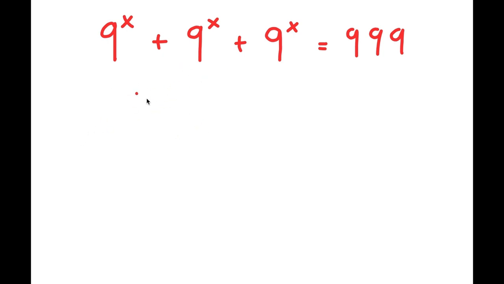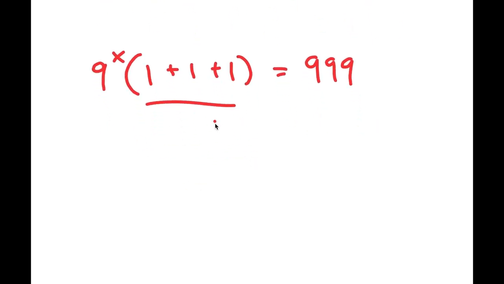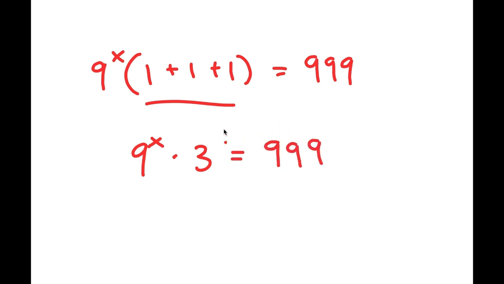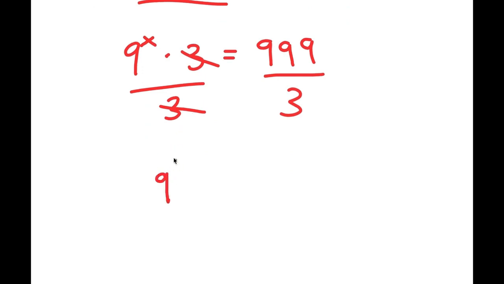Alright, I'm going to start off by factoring out 9 to the power of x from my left-hand side, because all my terms are 9 to the power of x. And from here, 1 plus 1 plus 1 is going to be 3, so I get 9 to the power of x times 3 is equal to 999. So now I can divide both sides by 3 so we can isolate x. So now I get 9 to the power of x is equal to 999 divided by 3, which is 333.